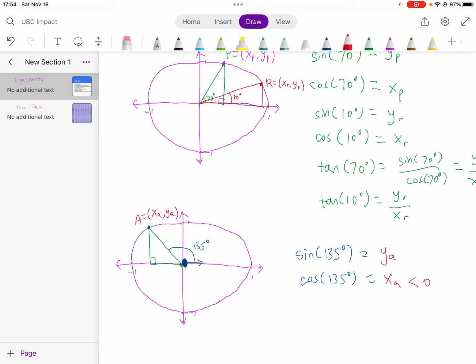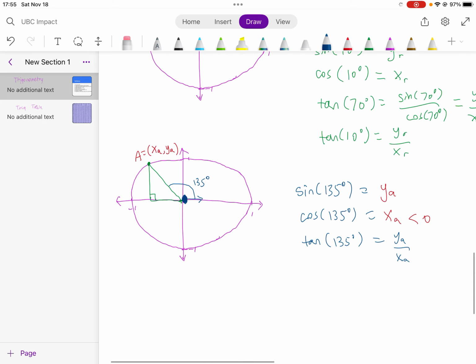So what does this mean? It means that the cosine is less than 0, and that's fine because cosine is allowed to be negative and sine is also allowed to be negative. In fact, tangent is also allowed to be negative. Here, the tangent is equal to YA over XA, and since YA is positive and XA is negative, it's no surprise that the ratio of YA divided by XA is also negative. So we have two negative values and one positive value here.